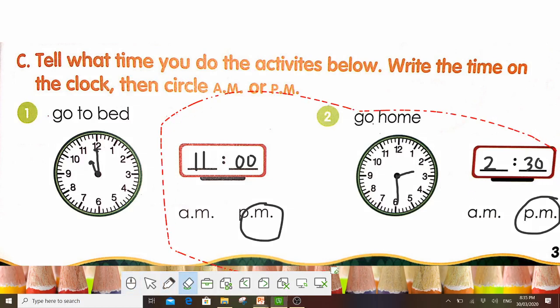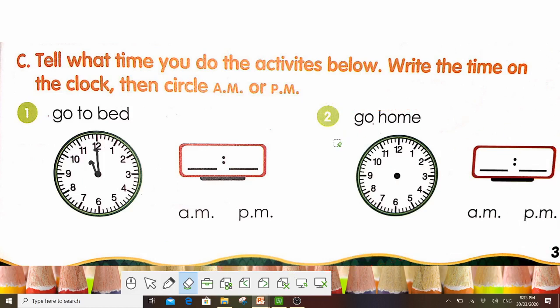And you can do this exercise according to your activity. So when you go to bed, when you go home.